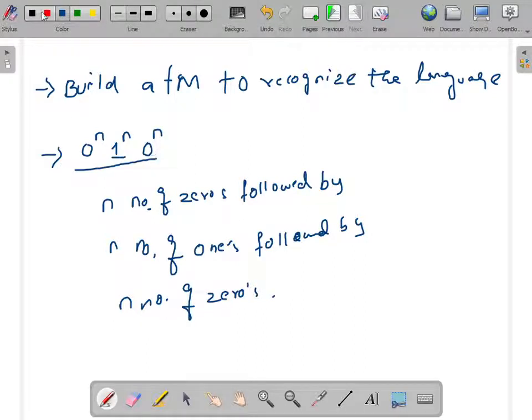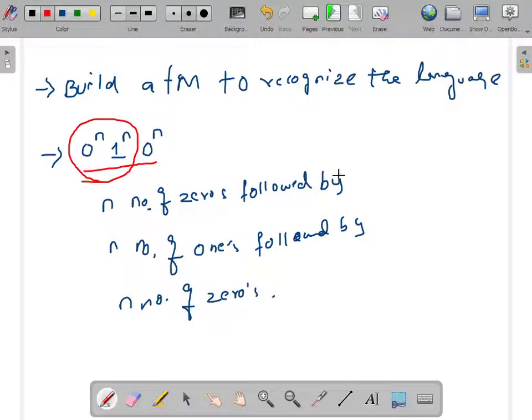So we can read this one in this way, or you can read equal number of zeros followed by equal number of ones followed by equal number of zeros. You can read that also. Okay, for this one, how we need to solve? As you know, this problem already we solved in the previous example. What was the problem? 0 power n, 1 power n.